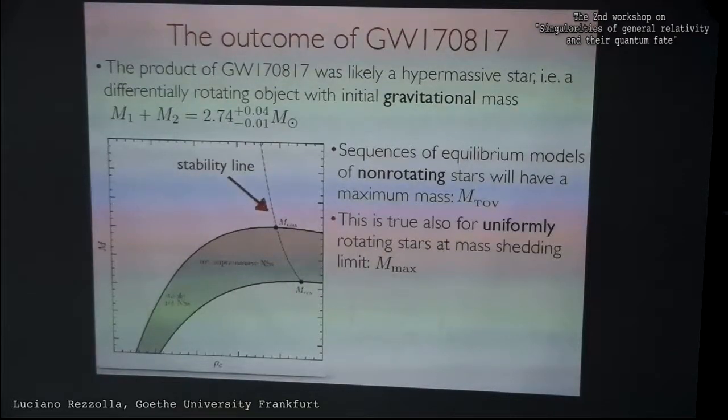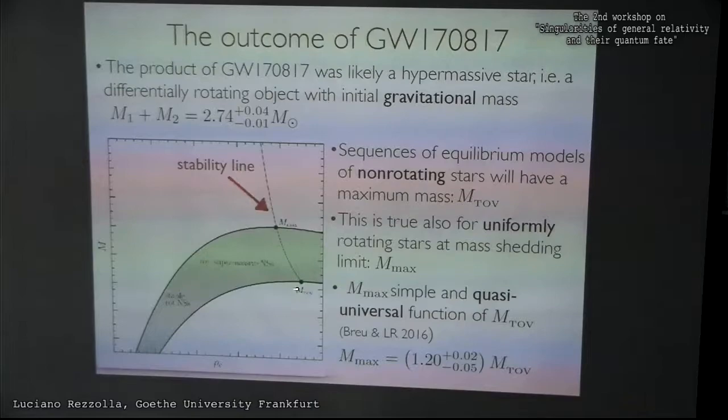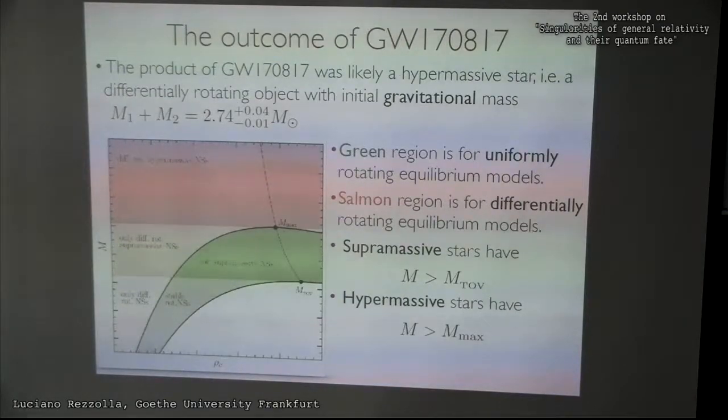Now, there is an interesting universal relation that allows you to tell what is M max if you know M TOV. It doesn't tell you what is M TOV. All it tells you is that if you know what is M TOV, then you know what is M max, or vice versa. So this is 20%. Essentially, independent of the equation of state, if you know the maximum mass for a non-rotating configuration, you know the maximum mass for a rotating configuration. It is as if you allow for rotation, you have 20% extra mass you can put on before collapsing. Okay. One more step in this logic.